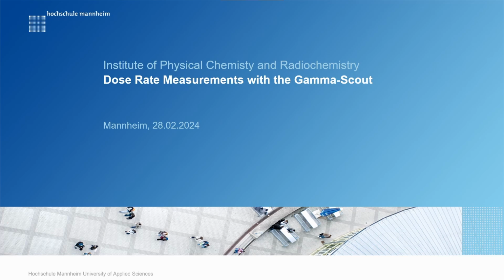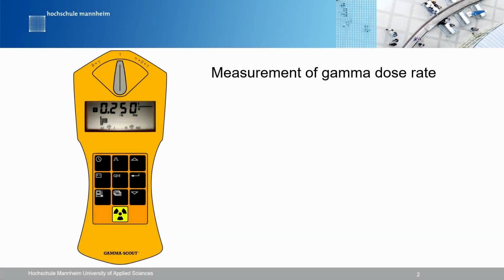In this video, we will guide you through the measurement functions in the dose rate mode of the Gamma Scout. The dose rate mode provides a convenient way to quickly estimate the radiation exposure. To enter this operating mode, press the yellow button when in any other operating mode. Now the current gamma dose rate will be displayed every 2 seconds.